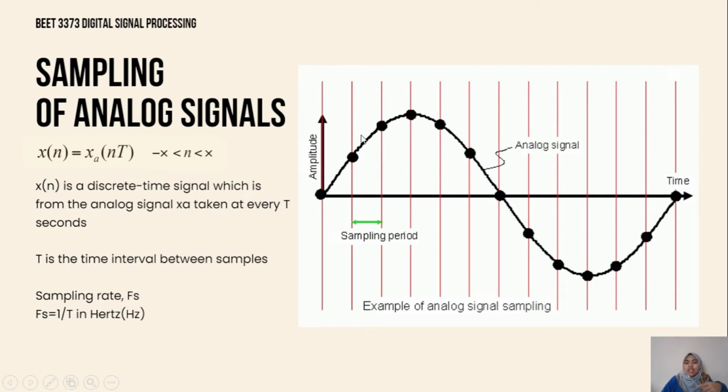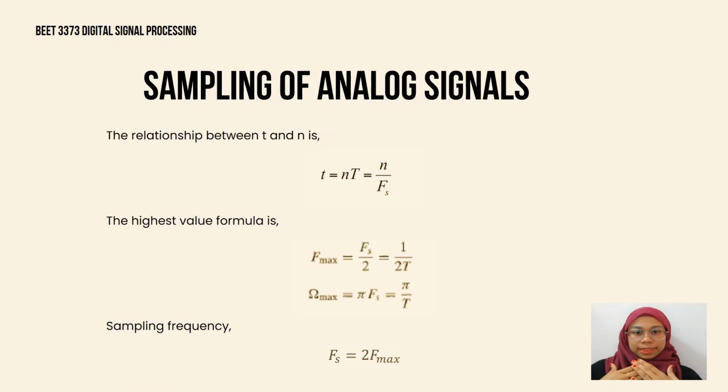Here we can see an example of analog signal sampling. We can see it much clearer here: this is the sampling period, the red line, and this is the analog signal. The relationship between t and n is t equals nT, which equals n over Fs. The highest frequency is Fmax equals Fs over 2, or 1 over 2T.